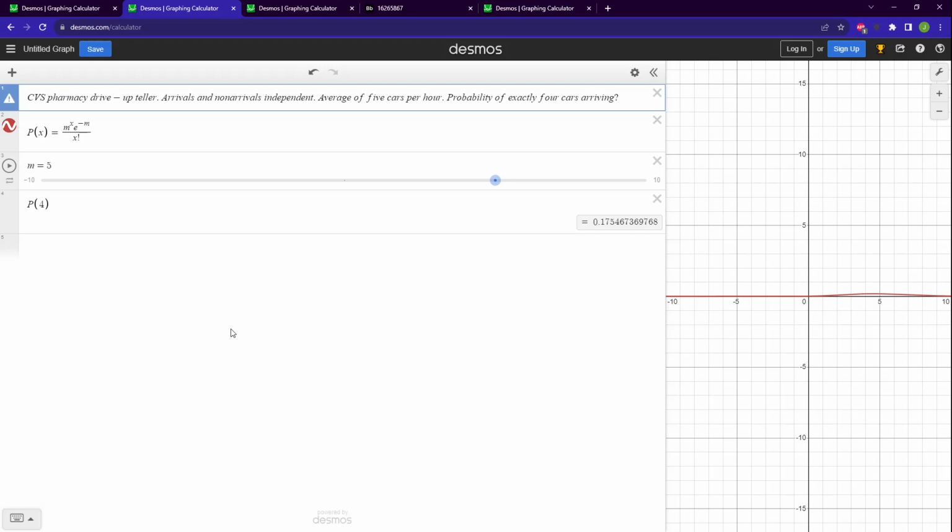So in this example, we have a CVS pharmacy drive-up teller where we have arrivals and non-arrivals of people being independent of each other with an average of 5 cars per hour. What is the probability of exactly 4 cars arriving? This is from the chapters 4 through 6, lecture B, whiteboard and lecture video.